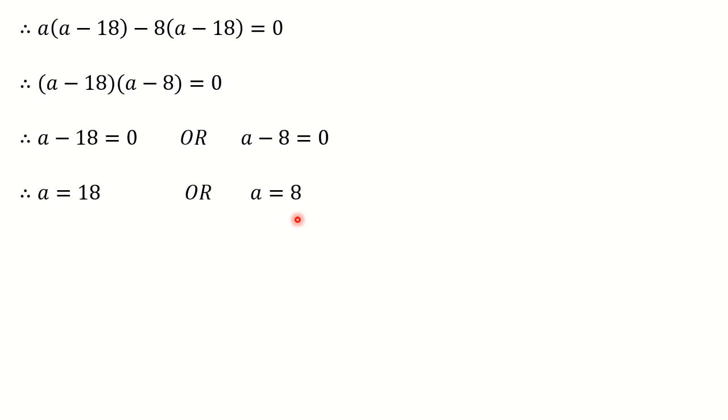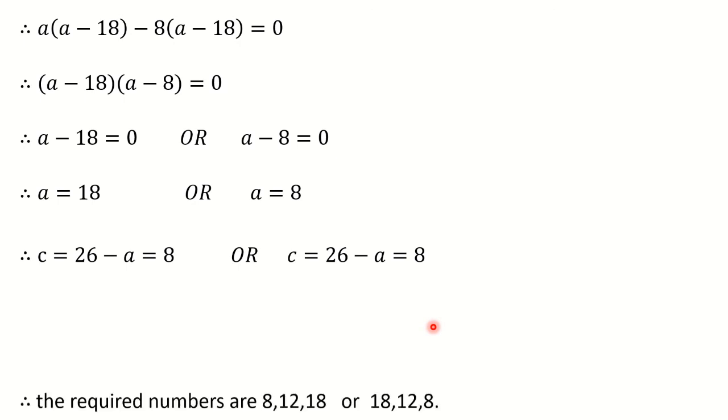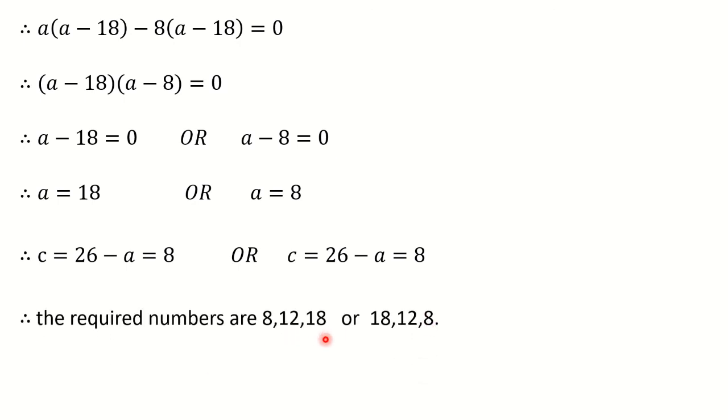Now it is very easy to find the value of c because c we have expressed in the form of a; that c we have written as 26 minus a. So that we are going to use. Therefore c is equal to 26 minus a, that means 26 minus 18 is equal to 8, or c is equal to 26 minus 8, that is 18. So we got the three numbers as 8, 12 and 18, or 18, 12 and 8. You can write in any sequence because we are getting two values here. So when a is 18, c is 8, or when a is 8, c is 18. You have to write down both because we have two possibilities.